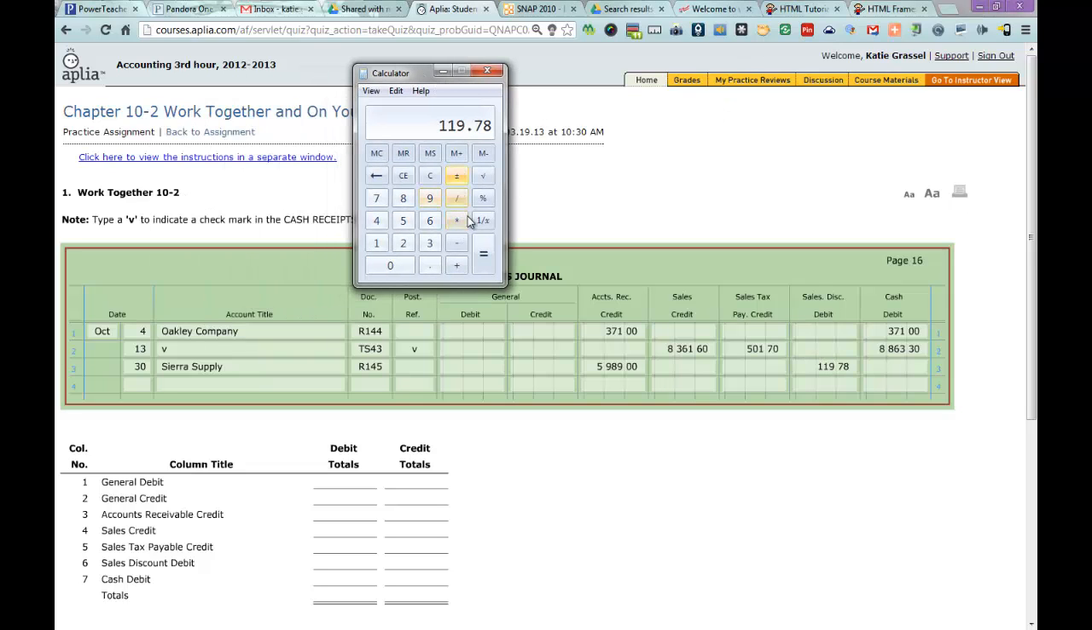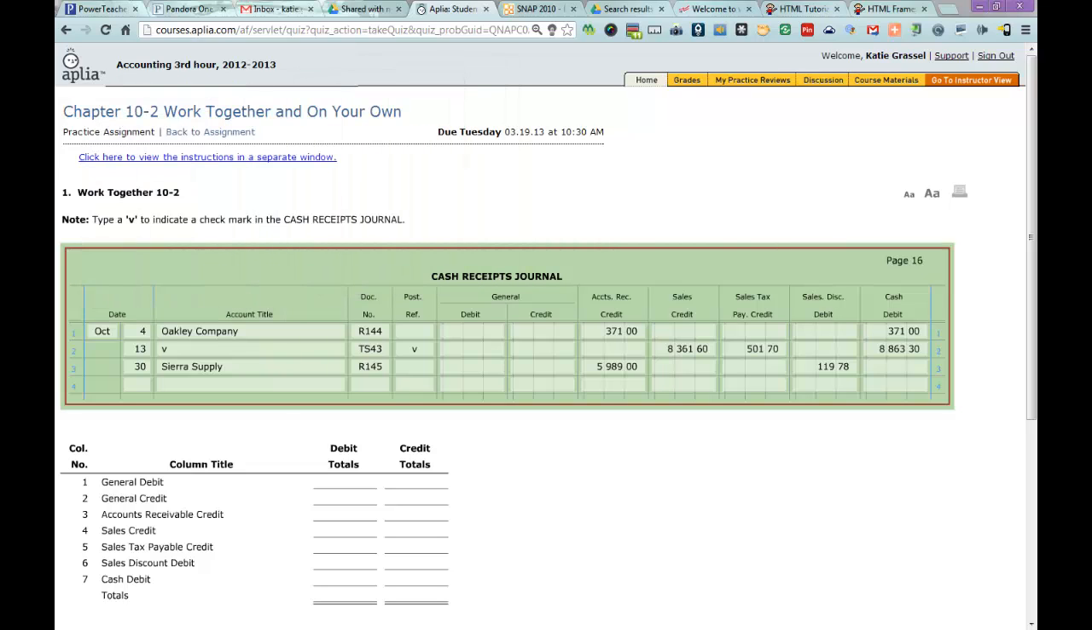Now I need to calculate my cash. So I'm going to take $119.78 and I'm going to subtract it from $5,989. So the amount of cash that I'm receiving is going to be $5,869.22.